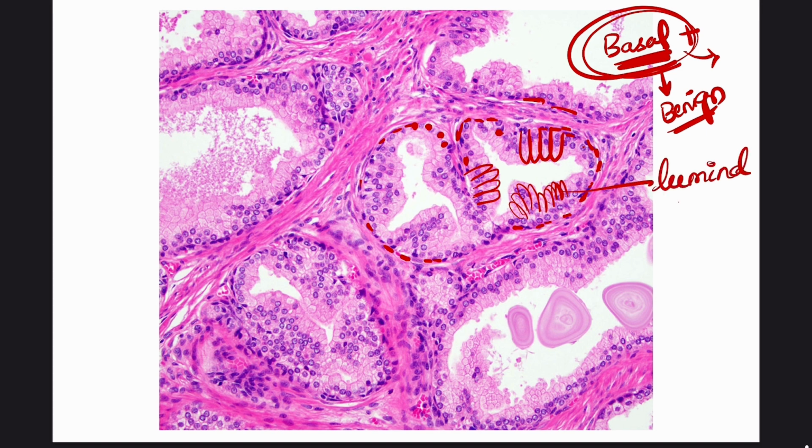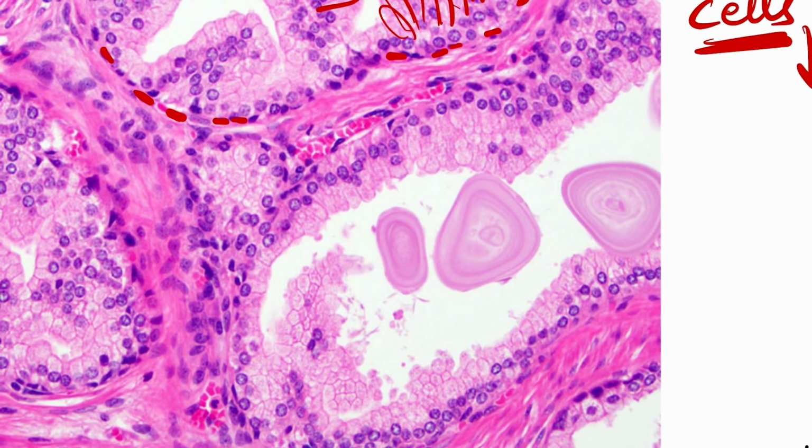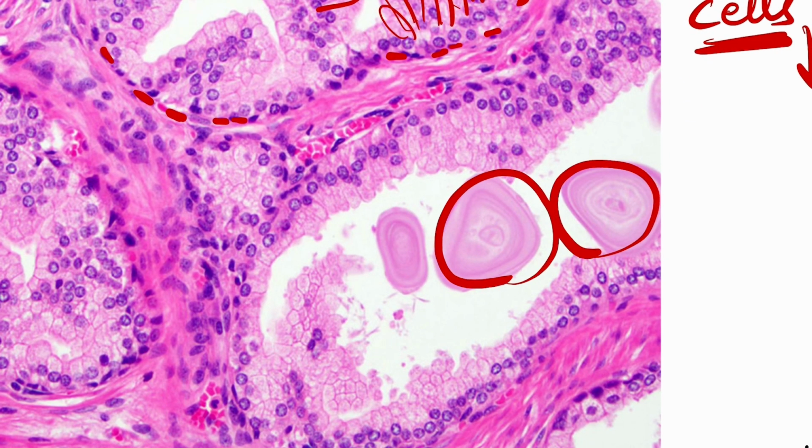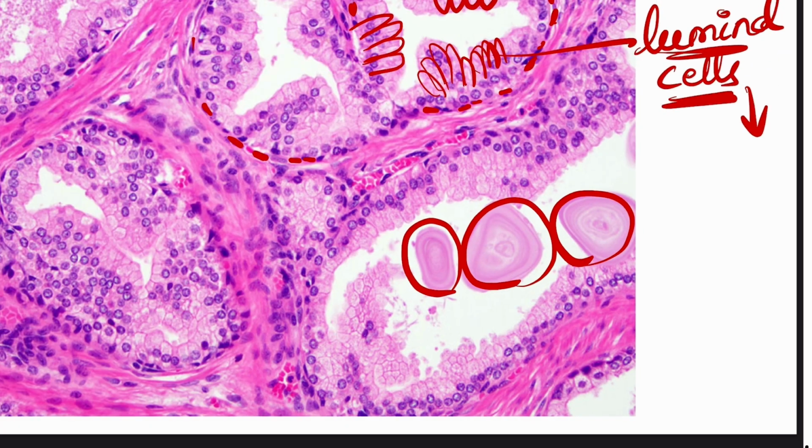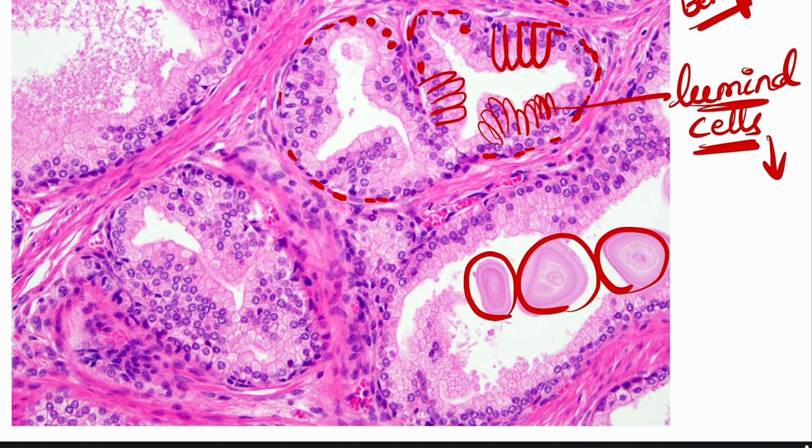These luminal cells are responsible for the prostatic secretions. And these laminated structures that you see, these are the prostatic secretions. With age, they have formed these laminated concrete structures. They are called corpora amylacea. Corpora amylacea are nothing but prostatic secretions only.